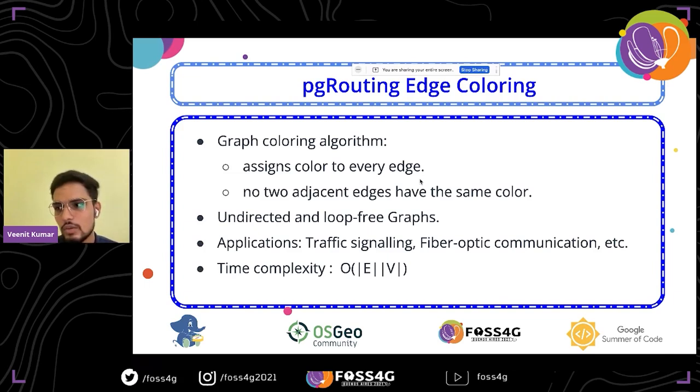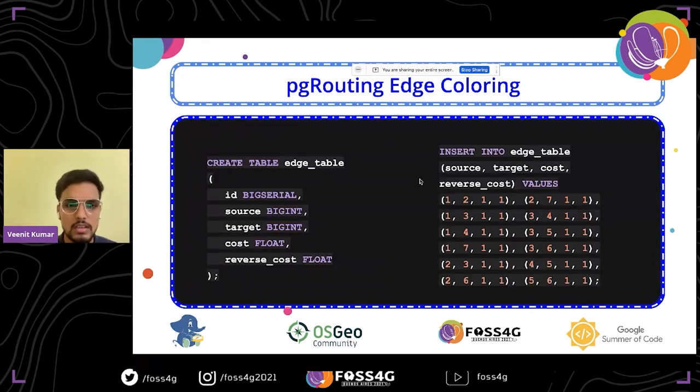Talking about its time complexity, it's E into V, where E is the number of edges in the graph, and V is the number of vertices in the graph. How can anyone perform a query out of it? We create a table like this having parameters like this: ID, source, target, cost. We will make a graph with this property and insert the data into the table according to the parameters we have passed.